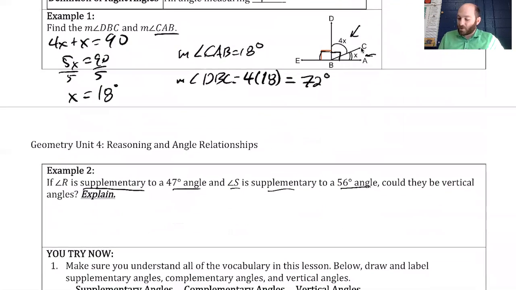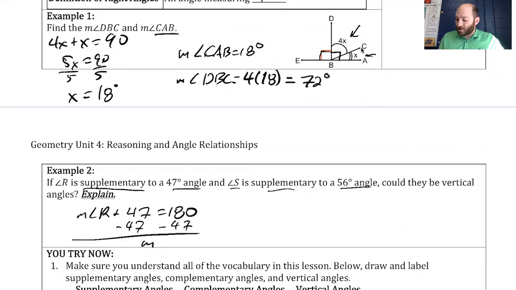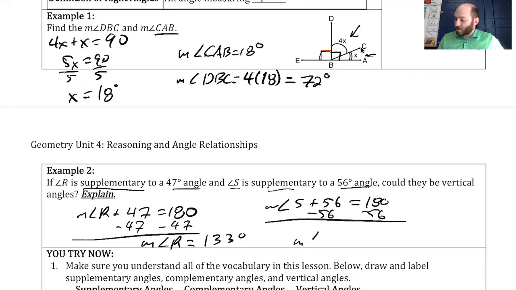Angle R is supplementary to 47. So let's find the measure of angle R. The measure of angle R plus 47 equals 180. That's my definition of supplementary. So I'm going to subtract 47 over, so that I find out that the measure of angle R equals 133 degrees. Over here, the measure of angle S is supplementary to 56. So that means I can take that plus 56, and that adds up to 180. So then we're going to subtract 56 over, so that the measure of angle S is equal to 124.